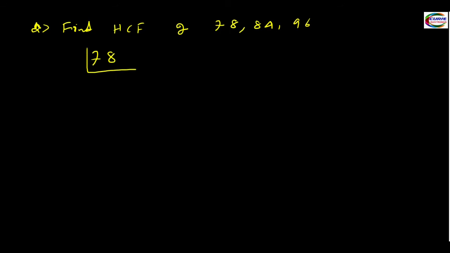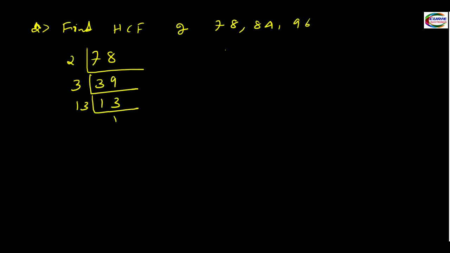So write 78, let's try to factorize it. I'll divide it by 2. If I divide by 2, 39. 39 is an odd number, so I can't divide by 2, I can divide by 3. 13. Now I can't divide by anything, only the number itself, 13, 1.